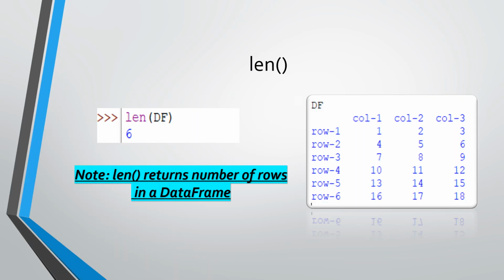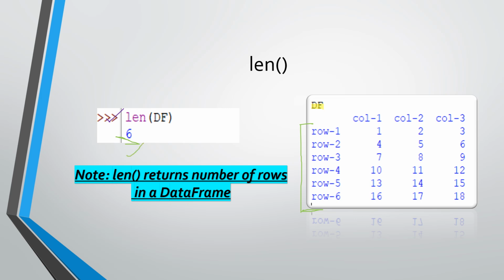We have created a data frame with 3 columns and 6 rows, and this is the given data, the counting from 1 to 18. Now when I write len of df, the data frame which I have defined, it returns 6. Why so? The len method returns the length of the data frame, that means the number of rows that a data frame contains. Here df had 6 rows, as you can see, 1 2 3 4 5 6. Thus len(df) returns 6.